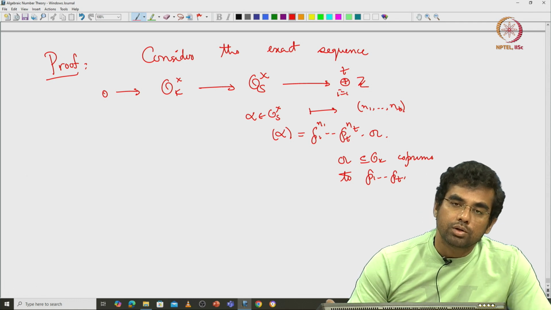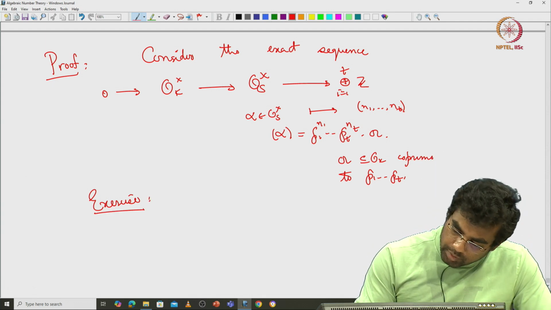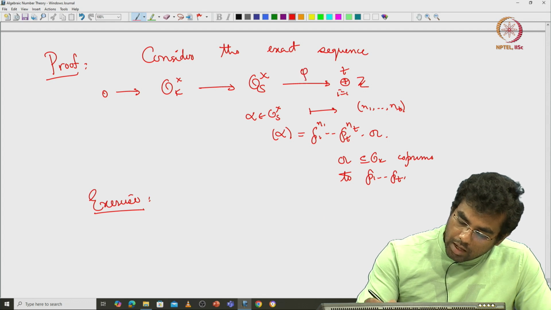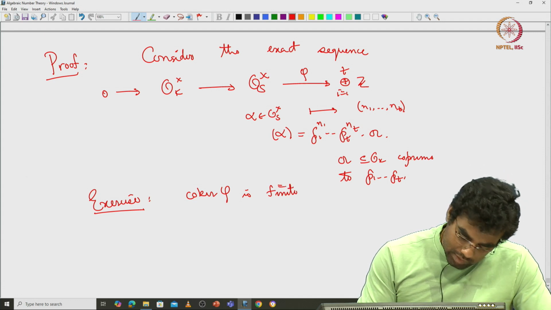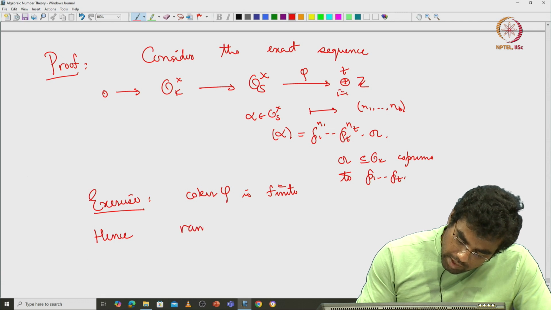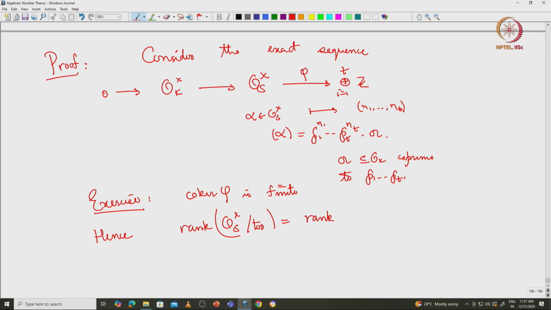Now, this last map is not quite surjective, but here is an exercise. It uses finiteness of the class group: the cokernel of this map phi is finite. And hence you get that the rank of O_S cross modulo torsion is equal to the rank of O_K cross modulo torsion plus t, because the image of phi will have rank t. So that is how you prove this. We have proved Dirichlet's unit theorem, and we got a little bit more out of it.